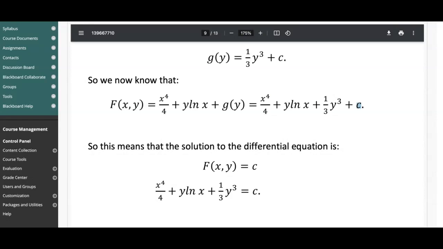And remember we said that the solution is a level set of this potential function. So what do we do? Our general solution in the end is just this equal to a constant. Don't get confused with this C, okay? C just represents a constant. That's it.